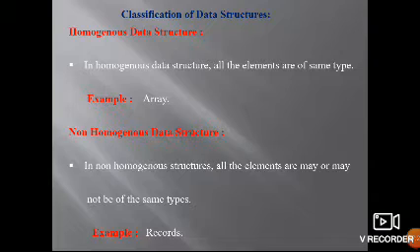So classification is based on two types, homogeneous and non-homogeneous. Homogeneous means the data structure contains only a single type of data, for example arrays. Non-homogeneous data structures contain multiple types of data. We can have different data types in the structure, so that's why it is called non-homogeneous. Non-homogeneous is also called heterogeneous data structures.